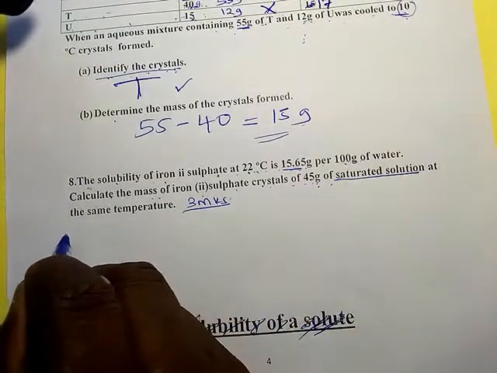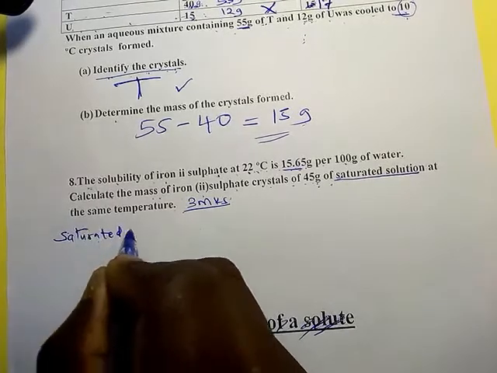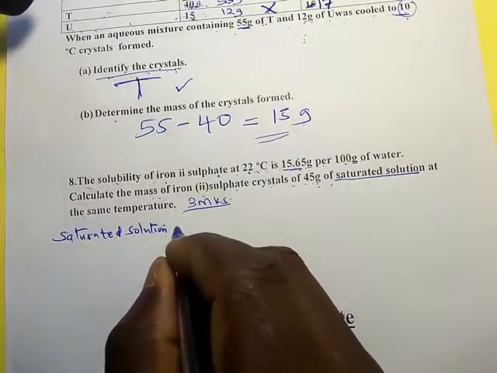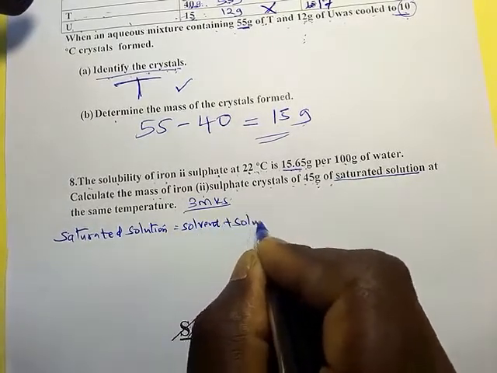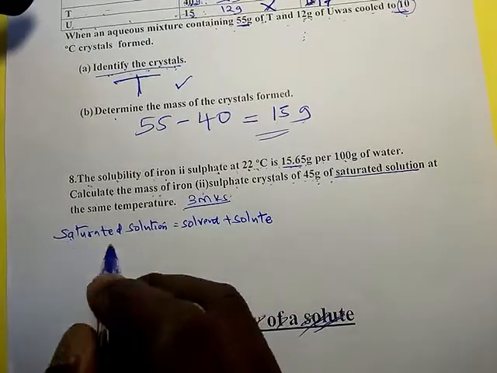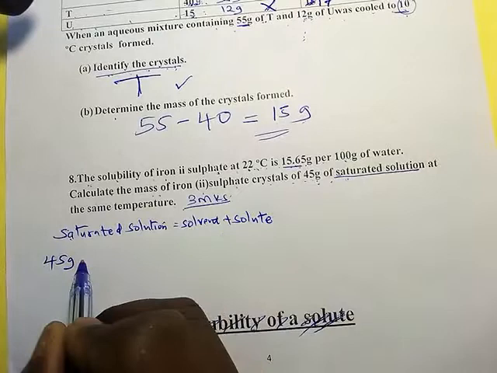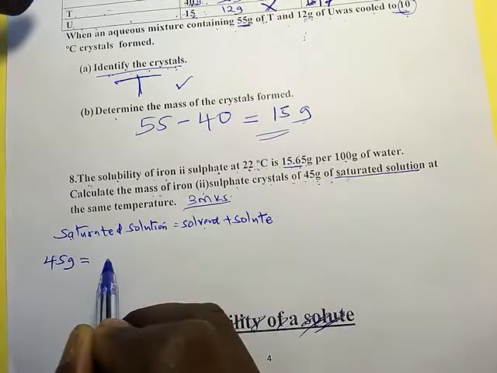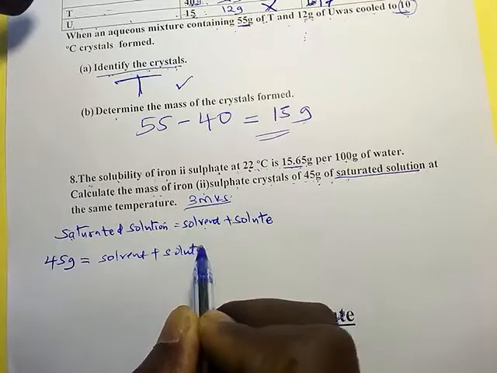We know that a saturated solution is made up of a solvent plus a solute. That's one thing we know for sure. We have a saturated solution of 45 grams. But we don't have the solute. We don't have the solvent plus the solute. We don't know.